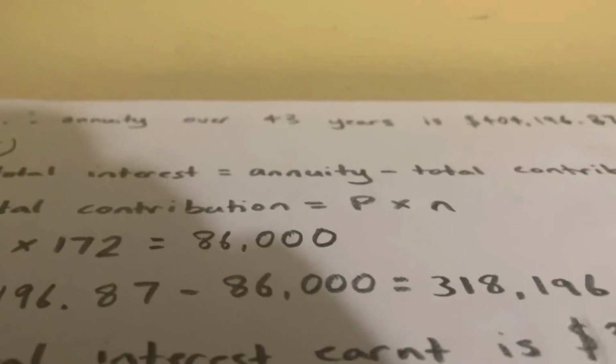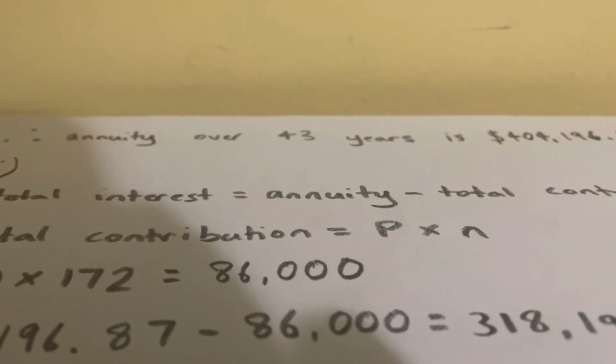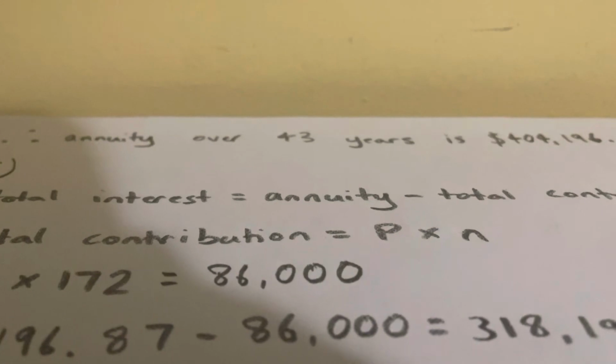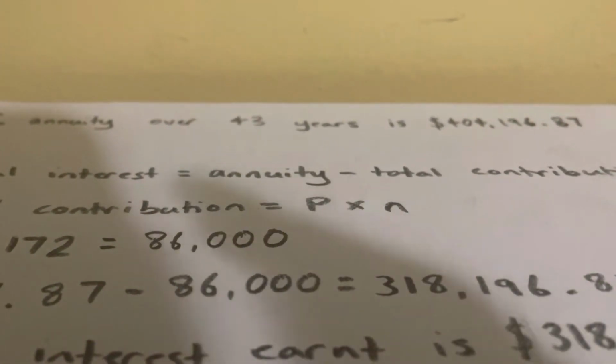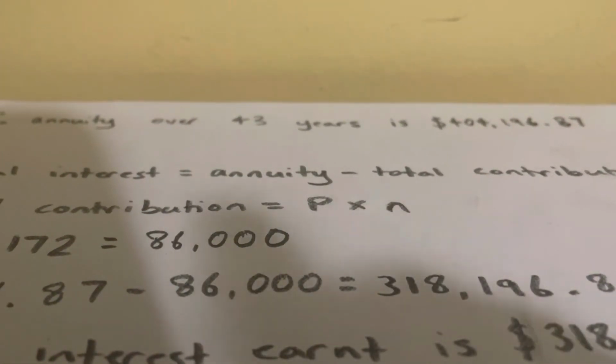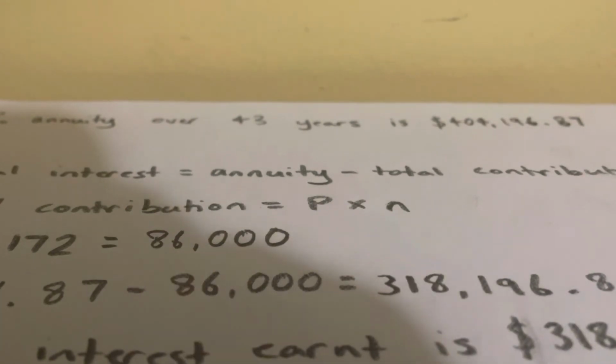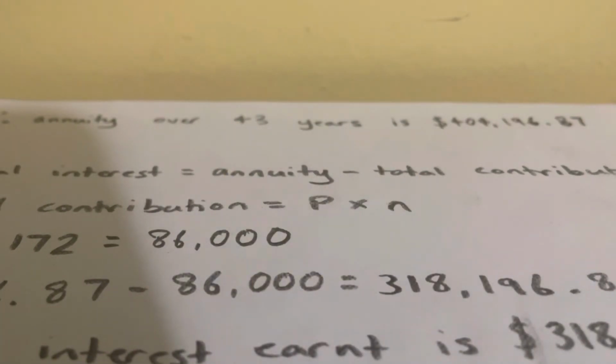Therefore, our annuity over 43 years is $404,196.87. So that is the first part of our question, part AI. Now we're going to be doing II, which is what is our total interest earned.